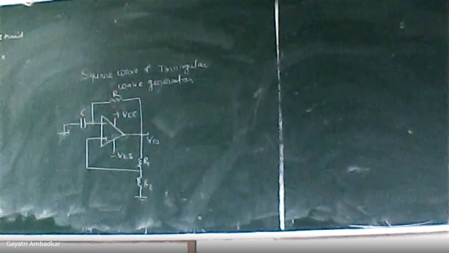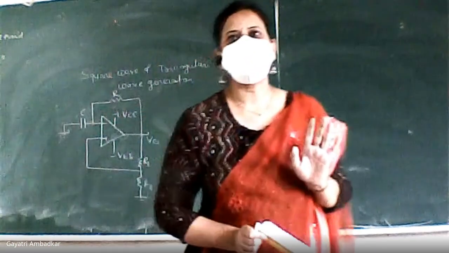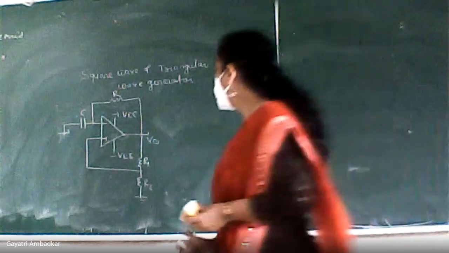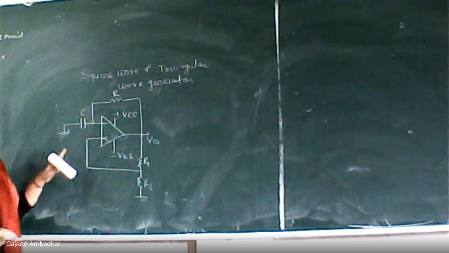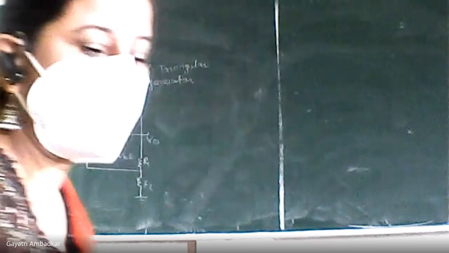No sine wave, no signal is given to the input. Simply we have connected here a capacitor and we have grounded the other terminal of the capacitor. Have you understood the circuit? You are familiar with the Schmitt trigger circuit, but now I have not given input to this circuit. And still this circuit is going to generate a waveform. So let's see how it will work.